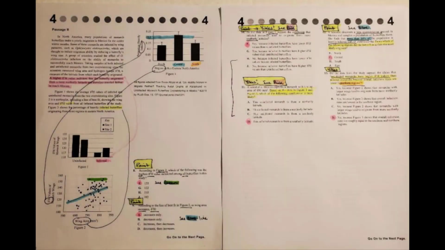Kids, problem number 11, it's another yikes problem. My recommendation is if this explanation is not good enough for you, please go back and listen to the explanation for problem number 7 previously. All right, 11. It says a scientist in Mexico captured monarch butterflies with a wing area of 690 millimeters squared. Based on the data in figure 1 and 2, which of the following conclusions can most likely be made?